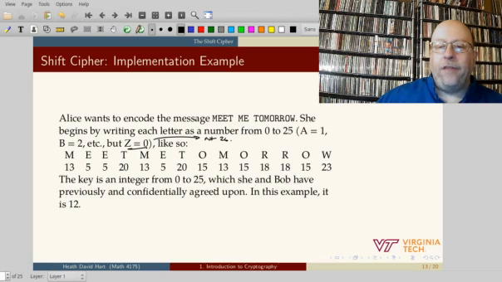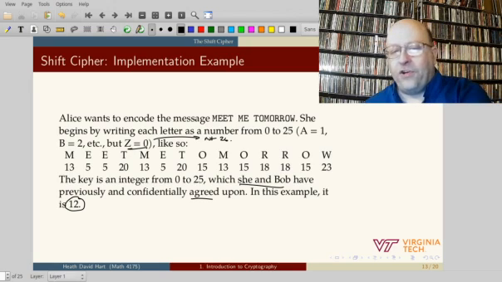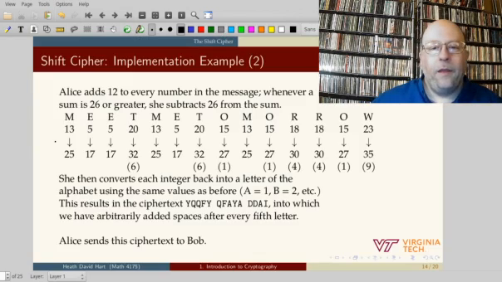And then she and Bob have agreed secretly upon a key. In this case, the key is 12. And so what Alice is going to do is take every single letter in this message and shift it by 12. I'll show that on the next slide. So when we add 12, 13 goes up to 25, 5 goes up to 17, 5 goes up to 17, 20 goes up to 32, and so on and so forth. We're adding 12 to all of these characters.